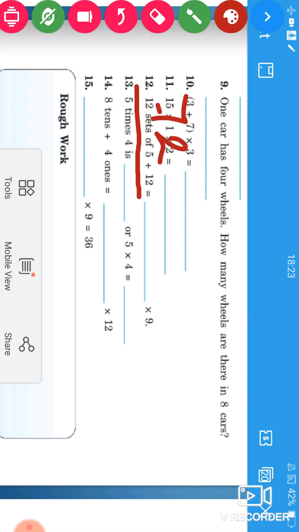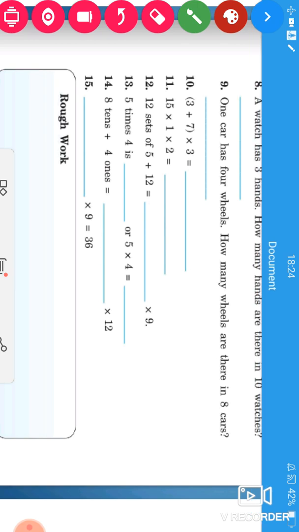Now how much will you multiply with 9 to get 72? In the table of 9, at which multiple does 72 come? 9 eights are 72. Okay.